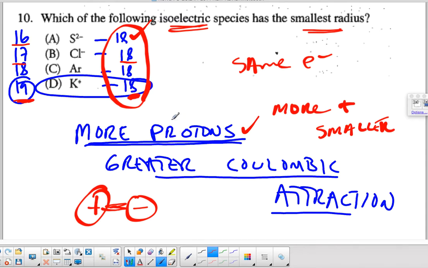So when I have to decide who's larger or who's smaller, what do I do? Well, if I'm looking for the smallest radius, I'm looking for the most positive one. Most positive one automatically means it's going to be K+. It will automatically be smaller because it has a greater Coulombic attraction. The largest one is going to be S2 minus because it's gained 2 electrons, and so the electrons will repulse each other. Plus, it has a lower Coulombic attraction because it only has 16 protons in its nucleus.